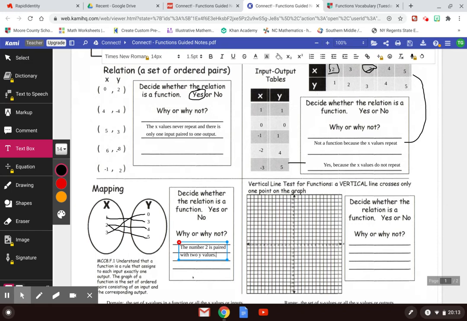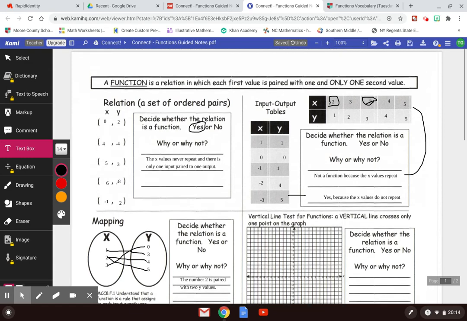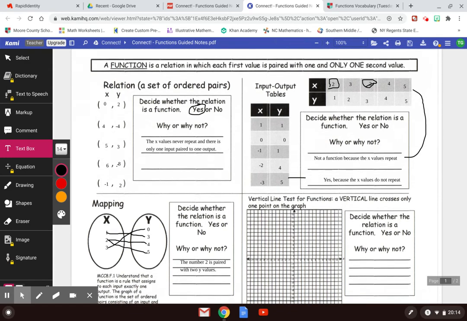Okay, and so if you were to make that as a table of values like you see up here, an input-output table, 2 would be occurring 2 times. Or if you were to write it as a set of ordered pairs, you would have 2 occurring twice over here in your x values. All right, so that's our first part about functions.